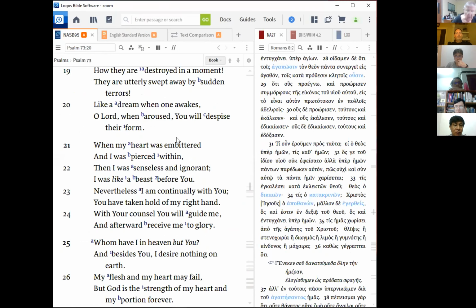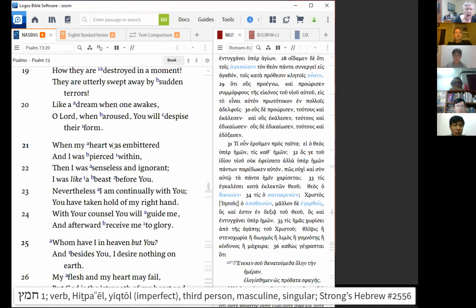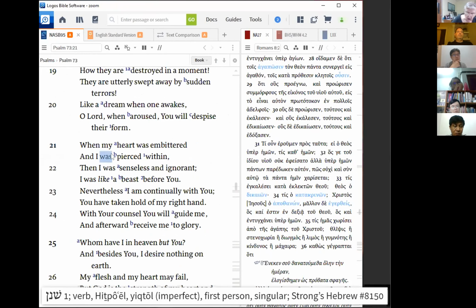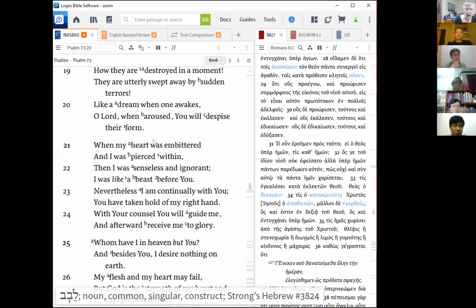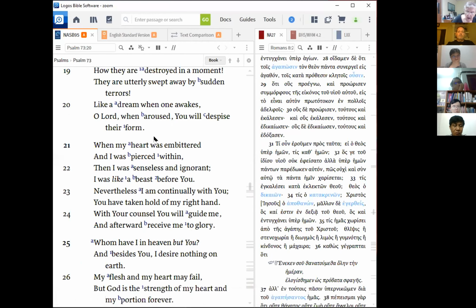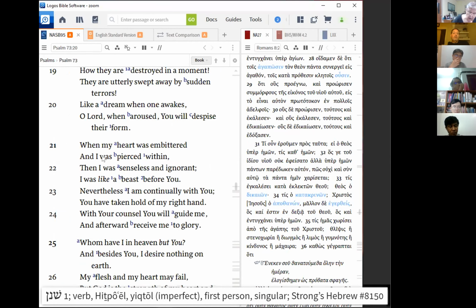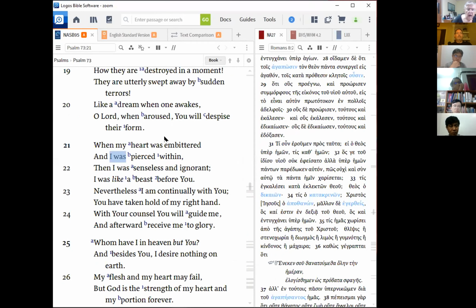Now, what do we see about these verbs here? "Was embittered." That sounds like passive, right? My heart, I was pierced within. So that sounds like my heart was embittered. It's passive. So the heart wasn't doing the action. It was done to the heart, right? That's what it sounds like. Or I was pierced. He didn't say I pierced. He said I was pierced.